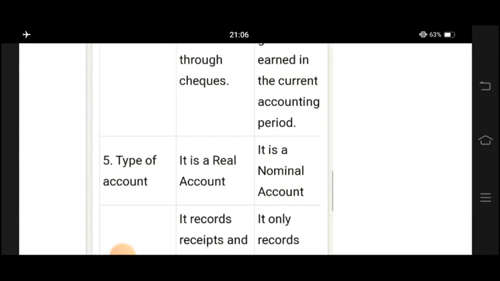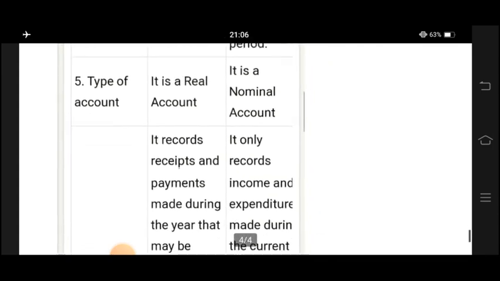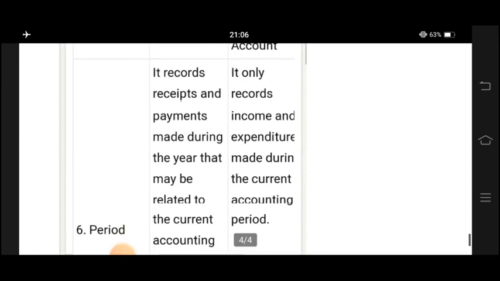And when we talk about one more difference, the receipt and payment is made for any year's transactions, it doesn't matter whether it is connected or related with the current year or not. But when we talk about the income and expenditure, all the transactions will be recorded only if they are connected and related with the current year's transactions.